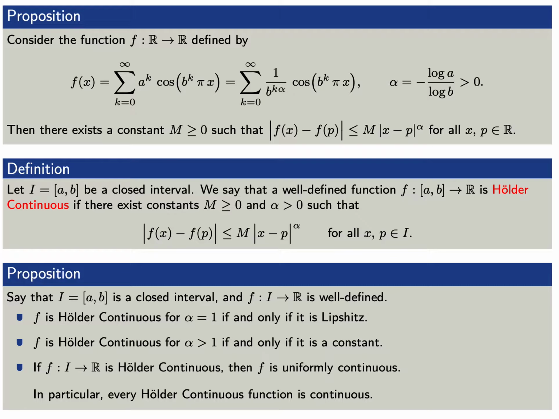F is Holder continuous for alpha greater than 1 if and only if it is a constant. And third, if f is Holder continuous, then f is uniformly continuous. In particular, every Holder continuous function is a continuous function.